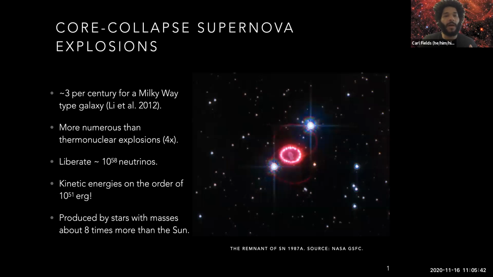So starting off, core collapse supernovae, right? We expect that there's about 3 per century for a Milky Way type galaxy. We know that they're more numerous than thermonuclear supernovae, about 4 times. They liberate a ton of neutrinos. They have kinetic energies on the order of about 1 bethe. And we believe that they're the end phases of massive stars about 8 times more massive than the sun. So that's our working picture for them.